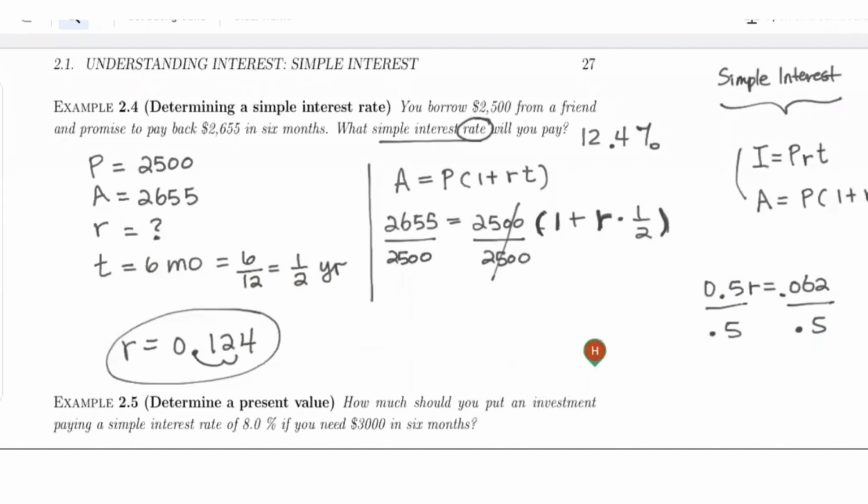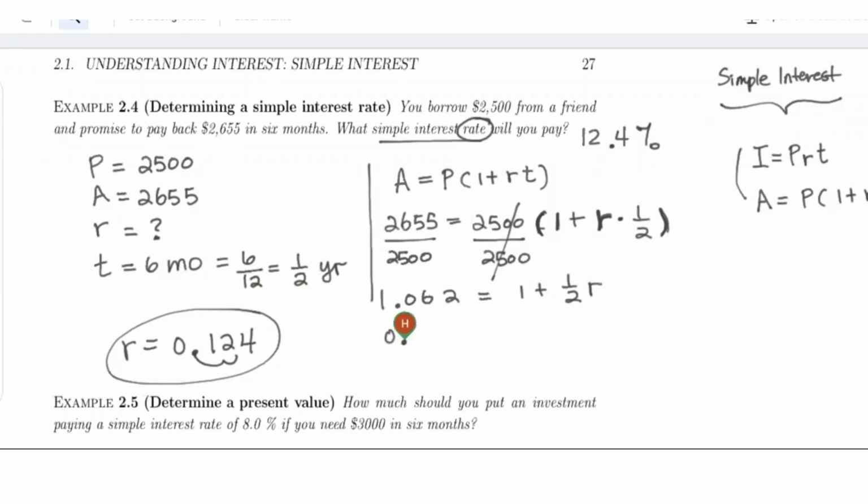Okay, so we have 1.062, which is 1 plus 1/2 R. So far, so good. We understand. We subtract 1, so 0.062 is 1/2 R. I want to get rid of this 1/2, so you multiply by the reciprocal. The reciprocal of a half is 2. Oh, okay, I see where you got it. You took it from the fraction. Okay, I understand.